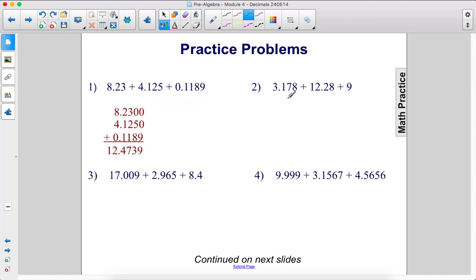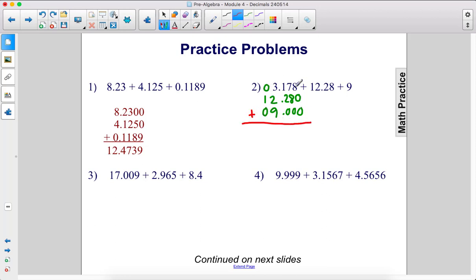All right, let's line these up. So I'm going to put 12.280 and then 9.000. And we have a 0 here and a 0 there. All right, let's add them up.